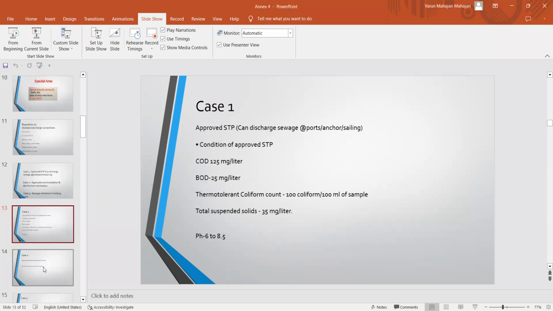So these are the values for getting approval from your administration. You should meet certain criteria. Then only your admin will give you the certificate of approval, right? So these are the criteria. BOD should be less than 25 mg per liter. COD should be less than 125 mg per liter. Thermotolerant coliform count 100 coliform per 100 ml of sample.